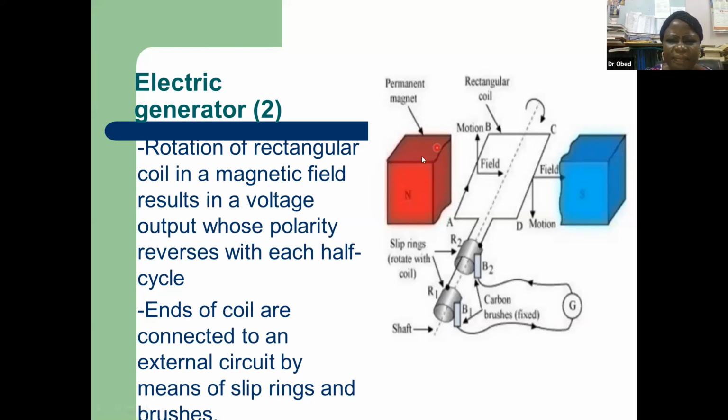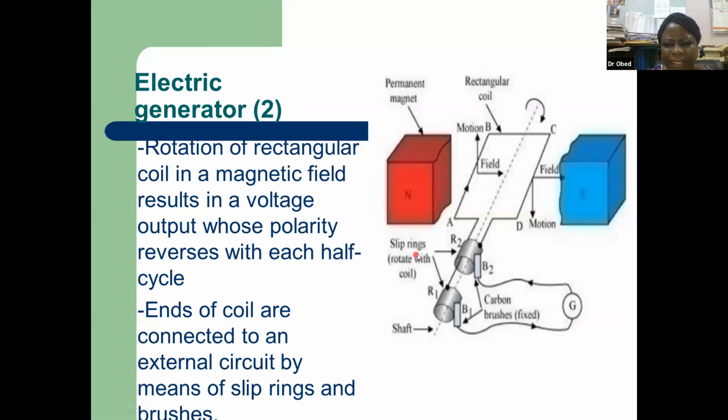So this is like we had before. These are permanent magnets. This is the north pole of this magnet, and this is the south pole of this magnet. And we have this rectangular coil there. You have your AB, you have your CD. In this case, the rotation of a rectangular coil in a magnetic field results in a voltage output whose polarity reverses with each half cycle.